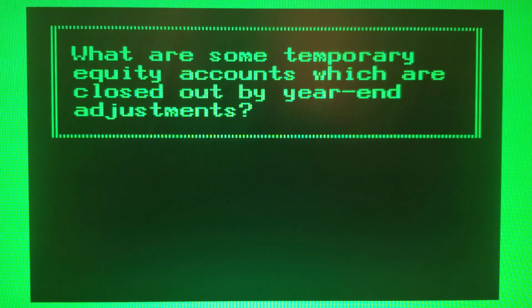What are some of the temporary equity accounts which are closed out by year-end adjustments?